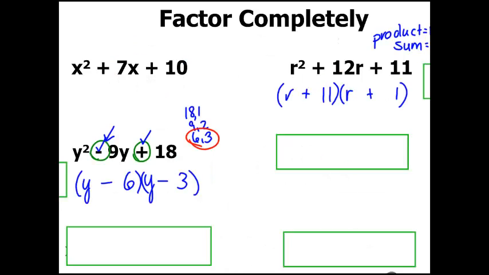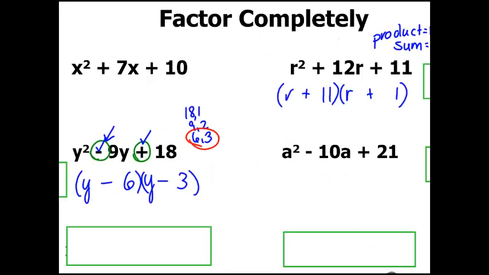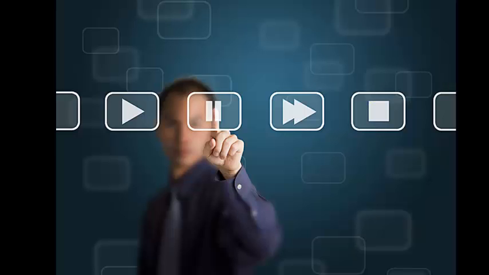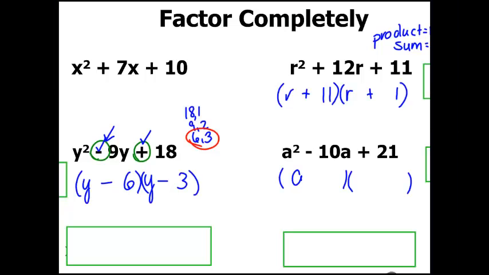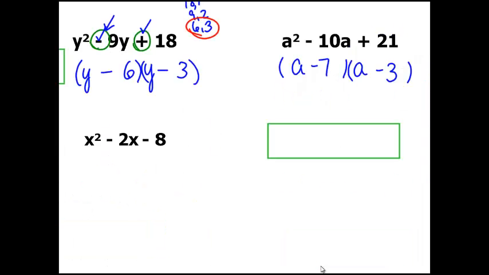Moving on to the fourth problem, a squared minus 10a plus 21. Why don't you try this one on your own and see what you get for your factors? And I got a minus 7 and a minus 3 for the same reason that I had that in the previous problem. Now, number 5 is going to be a little different than the ones we've done so far because of the fact that this last term is negative.